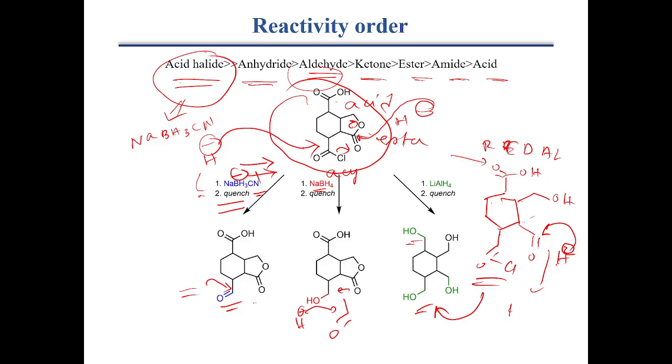So we can say acyl halide only reacts with sodium cyanoborohydride. Acyl halide and aldehyde both react with sodium borohydride. And all the compounds, acyl halide, anhydride, ketone, ester, amide, acid, are reduced by lithium aluminum hydride because it is very strong.